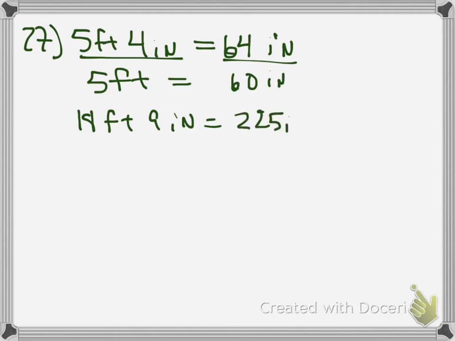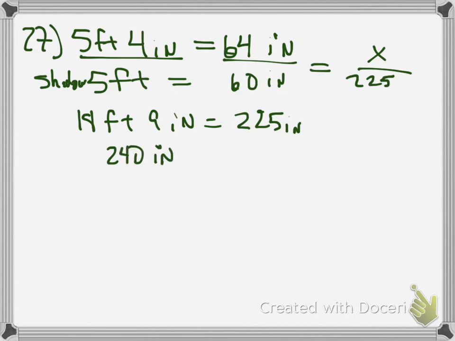Now, that is a shadow also. So let's see here. Shadow, shadow, because this one was a shadow. That means I would set this up as 225 over x, cross multiply and divide. So I could say 225 times the 64 divided by the 60, and you get 240 inches. So 240 inches, and then if you want to change that into feet, or if you have answer choices, you could do that. If you divide by 12 and it works out nicely, this ends up being 20 feet.